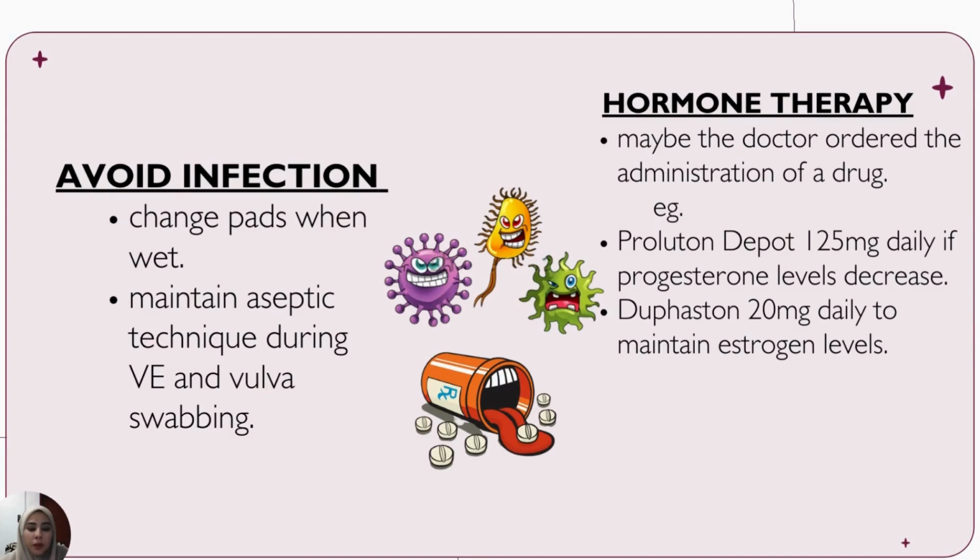Then, the patient will be treated with hormone therapy. Maybe the doctor orders administration of drugs such as Proluton depot 135 mg daily if progesterone level decreases, and Dufaston 20 mg daily to maintain estrogen level. Other than that, the management includes avoiding infection for the patient. Patient will be advised to change the pad when wet, and maintain aseptic technique during vaginal examination and vulva swabbing.